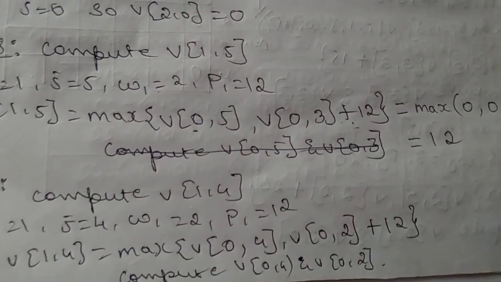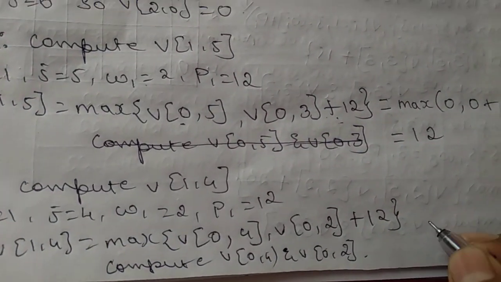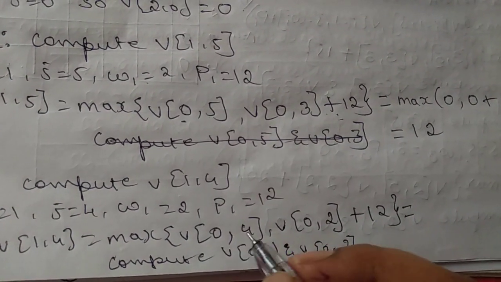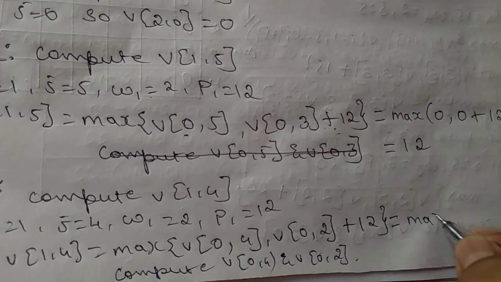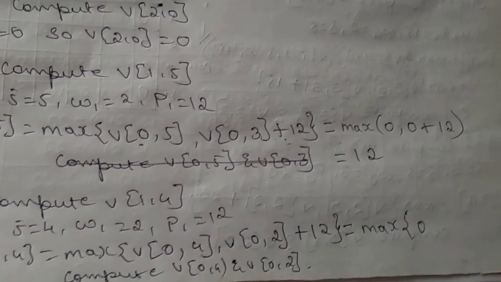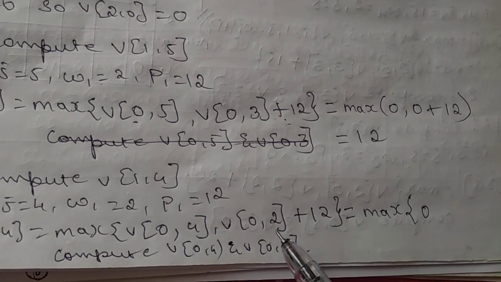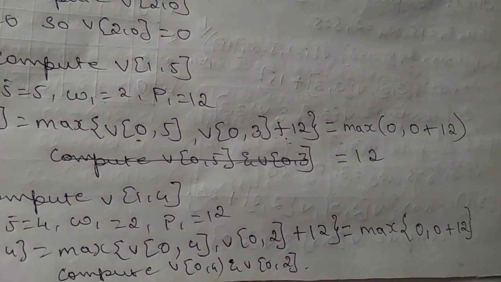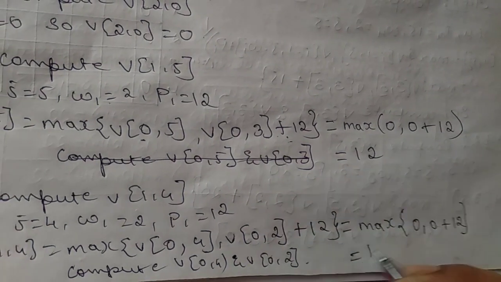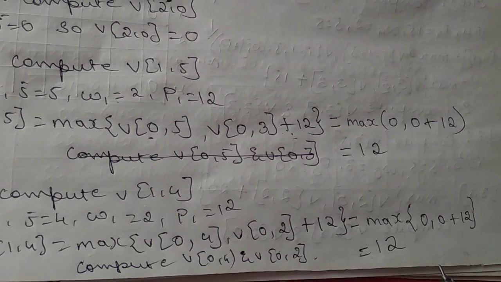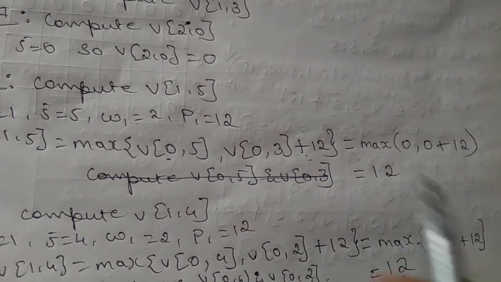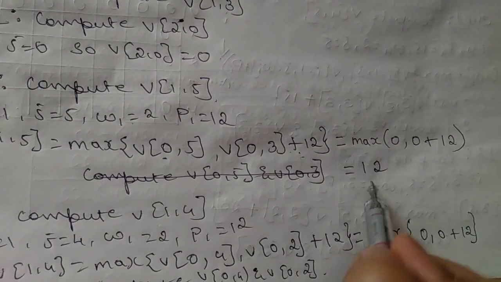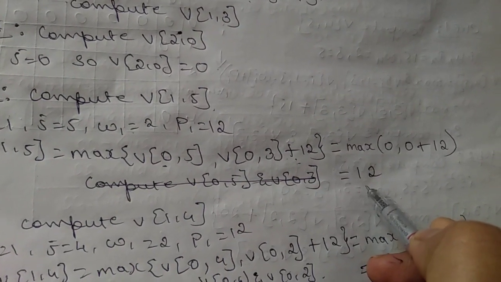In the same way for v of 1 comma 4 also. See here v of 0 comma 4 is 0 because one value is 0, that is i. Here also v of 0 comma 2 is again 0, plus 12. So the maximum of this is 12. So v of 1 comma 4 also we have calculated, the value is 12. v of 1 comma 5 also we have calculated, the value is 12.